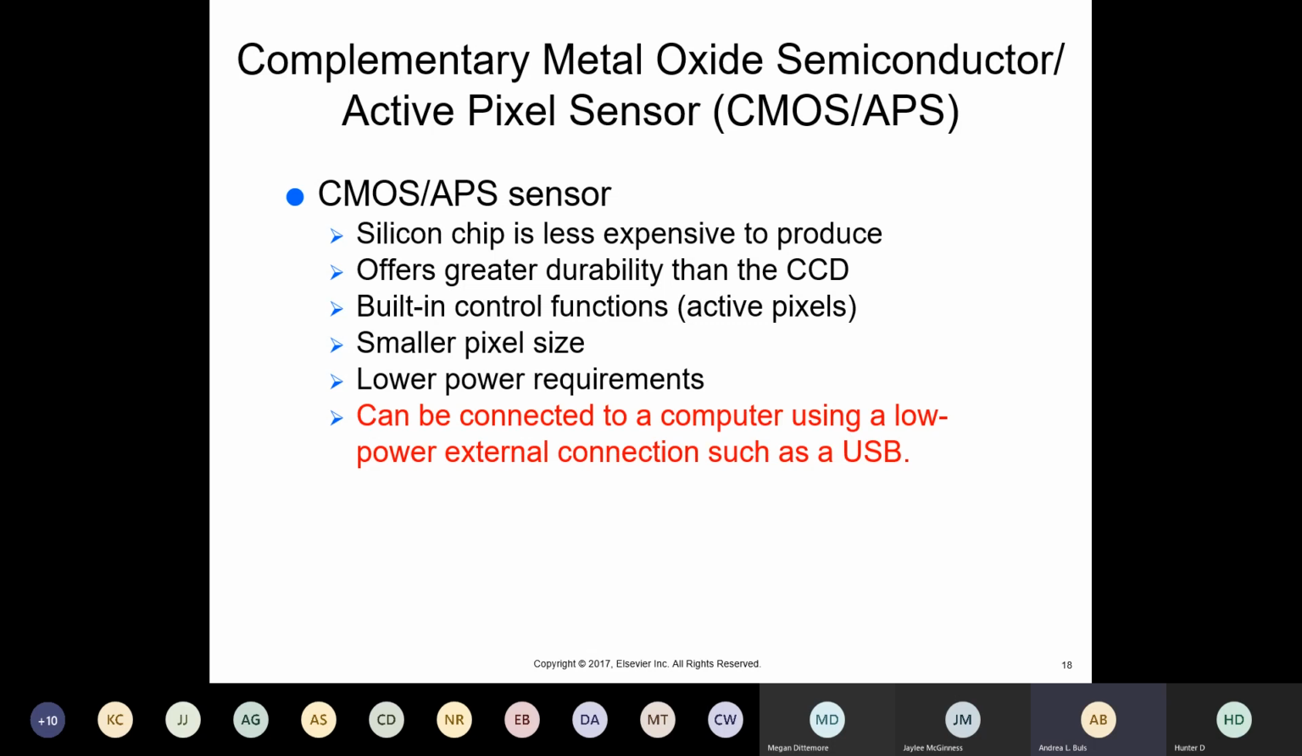The complementary metal oxide semiconductor, again, a silicon chip. It's less expensive to produce. It offers greater durability than the CCD. It has a smaller pixel size, lower power requirements. It can be connected to a computer using a low power external connection such as a USB. So they're both very similar.